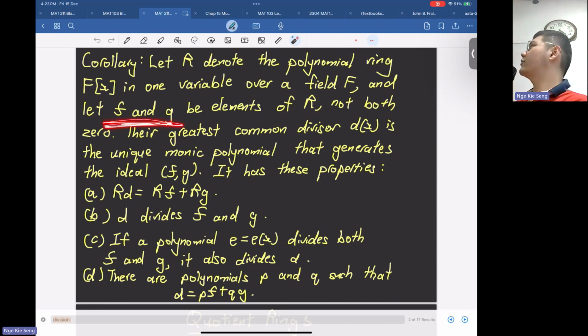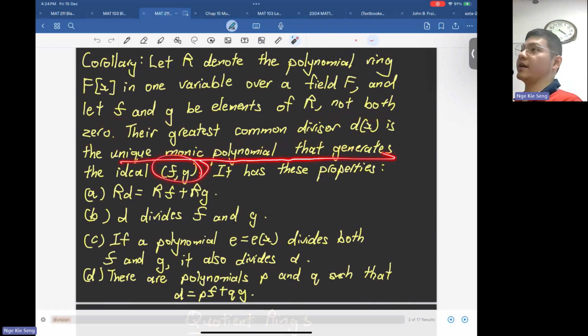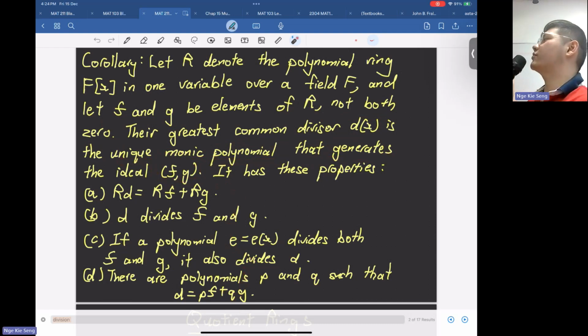So let's take any two polynomials f and g, and they are not both 0. Then their greatest common divisor, as we just talked about roughly, is exactly the unique monic polynomial that generates the ideal. This is the property. And you should recall that this property is really the same as the GCD of two integers. You can flip back in your textbook. These four properties appear in the integers.